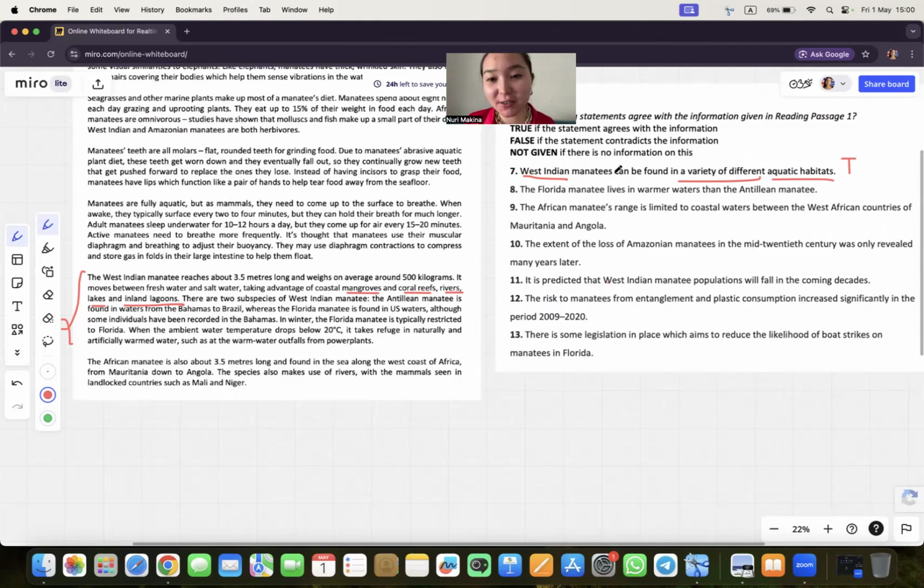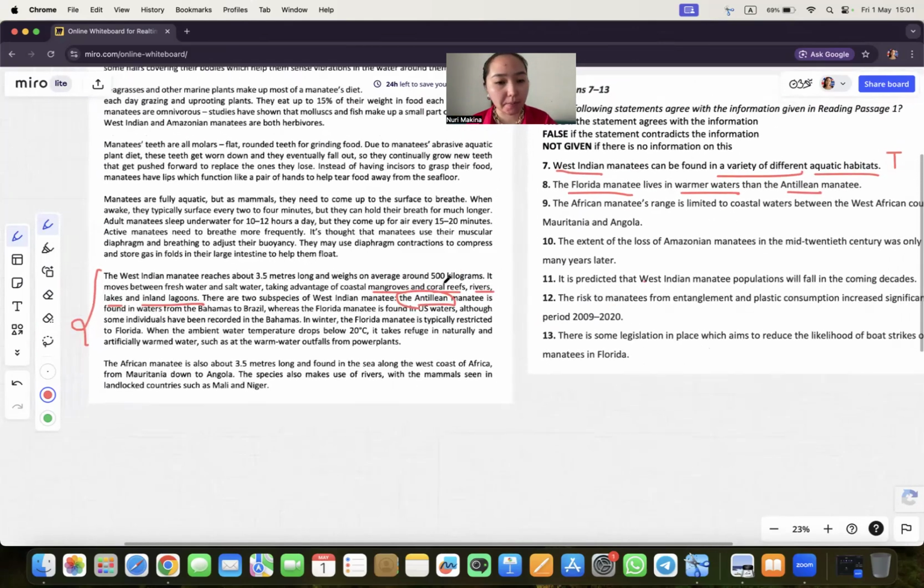And we're moving on to question number 8. The Florida manatee lives in warmer waters than the Antillean manatee. So these are the keywords: Antillean manatee and the Florida manatee, the name of a place, and warmer waters. So let's find out, okay? The second keyword is Antillean manatee, and we see it in the third sentence of the same paragraph.